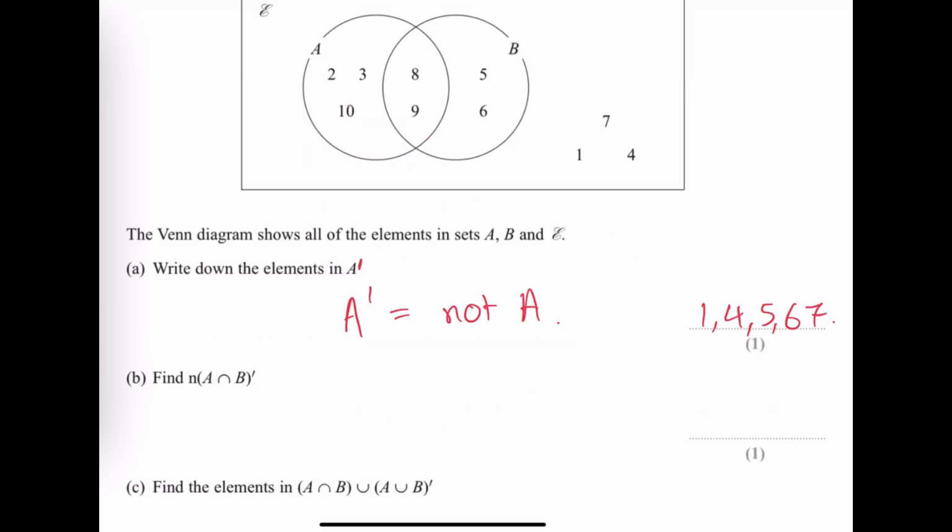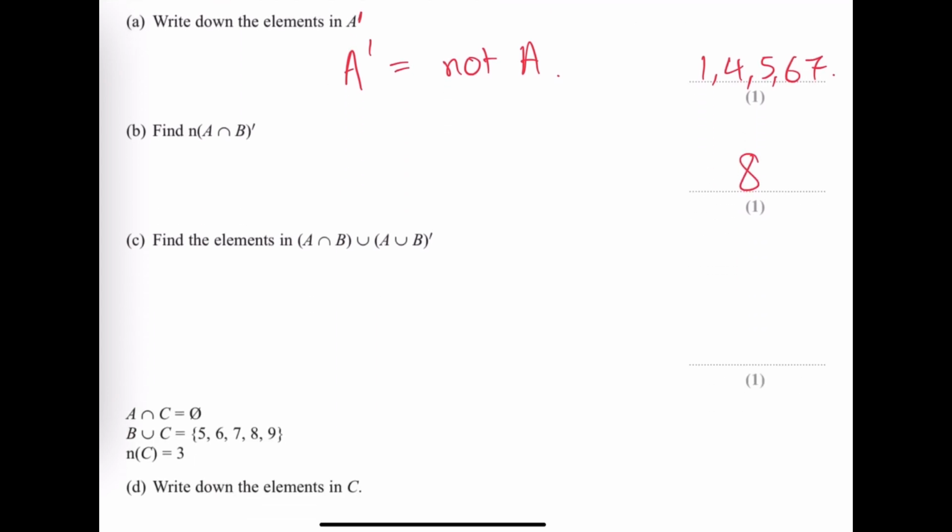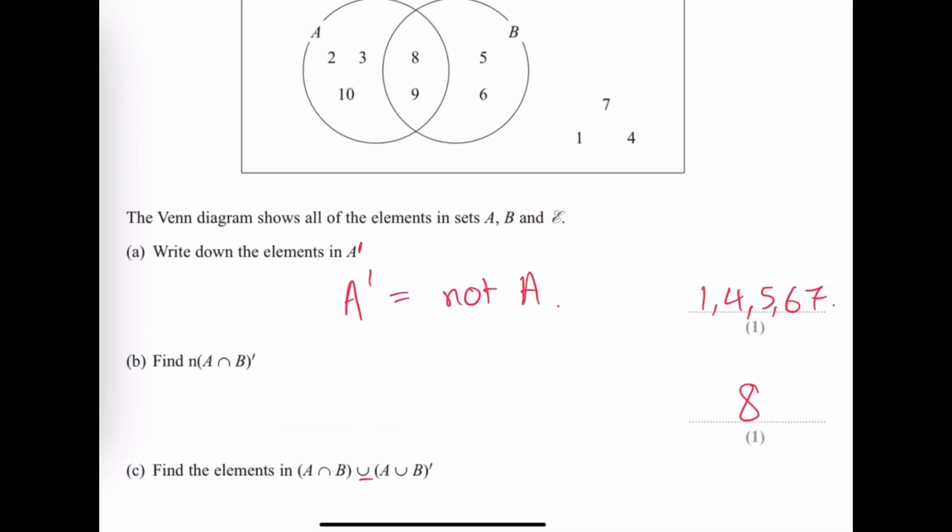Find A intersect B naught. This would be 8. So find elements in A naught B and A union B. Basically what this means is that they want A and B, which is over here, the 8 and 9, and not A union B. So not everything that includes both of them. So they do not want this part over here.